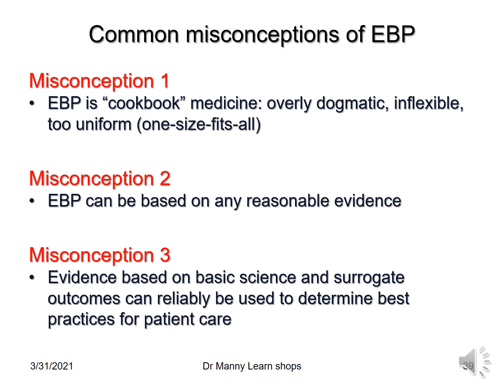Some of the common misconceptions related to evidence-based practice include: evidence-based practice is a cookbook for medicine. It's overly dogmatic, inflexible and too uniform, one size fits all. Not true. Evidence-based practice can be based on any reasonable evidence. Not true. It's meant to be based on current best practice. Misconception number 3, evidence based on basic science and surrogate or alternative outcomes can reliably be used to determine best practices for patient care. Not true again.